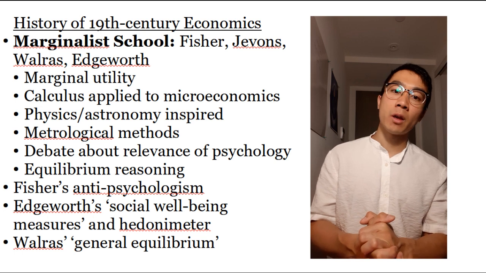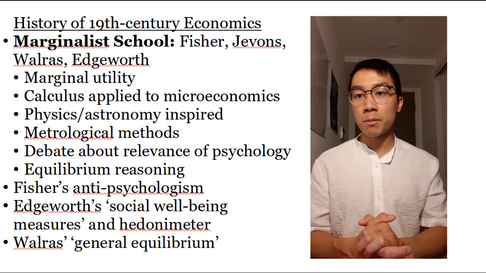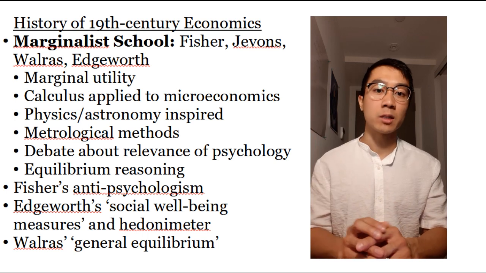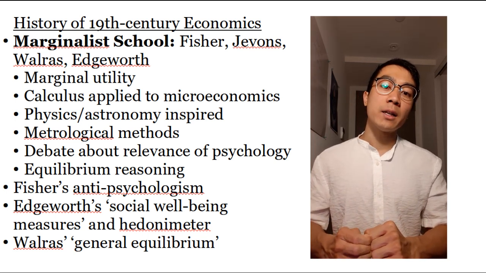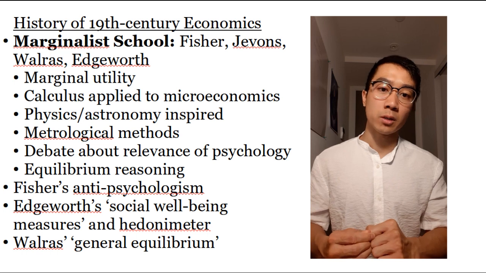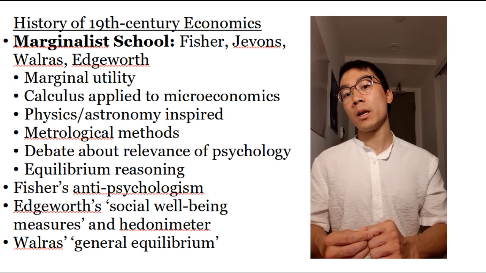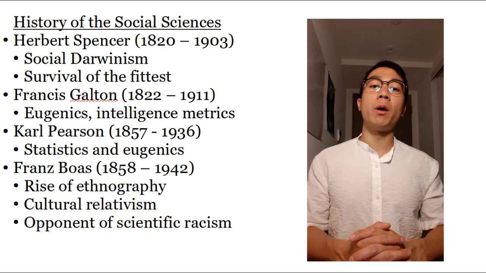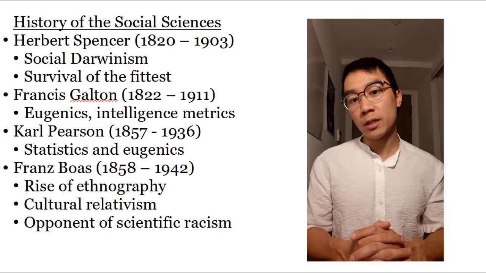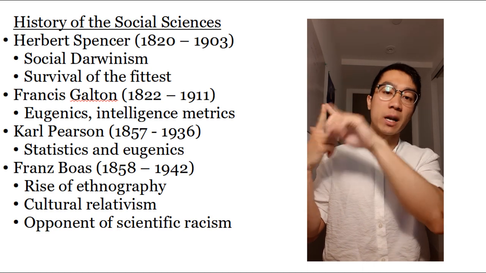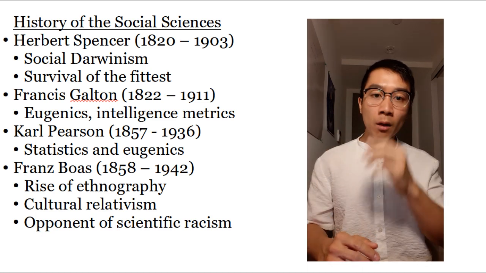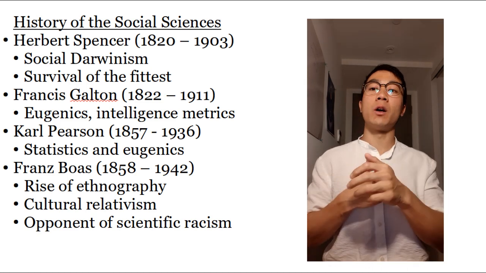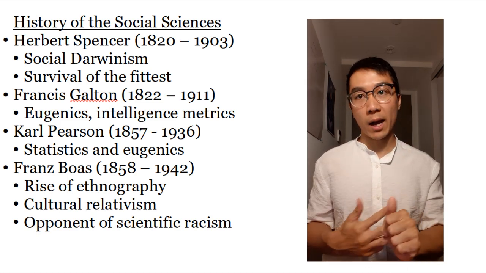Lastly, Leon Walras, Swiss-French economist, introduces the idea of general equilibrium. So as I mentioned before, equilibrium reasoning is pervasive in economic thought, and its inspiration from physics and astronomy is particularly explicitly made clear in their writings. Moving on to other social sciences, we're going to talk a bit about anthropology and sociology in a little bit more detail than we did before with Emile Durkheim, Max Weber, and Auguste Comte. Now we're going to talk about 19th century figures such as Herbert Spencer, Francis Galton, Karl Pearson, and Franz Boas.